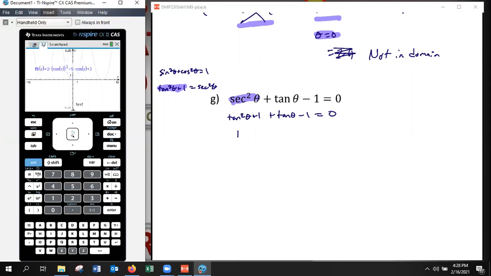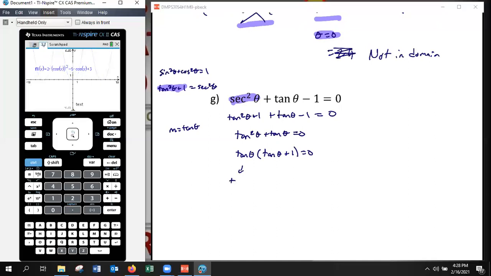And do a little bit of algebra. Tangent squared theta plus tangent of theta is going to equal 0. Now, if you need to do a substitution, a lot of times I like to put m equals tangent theta if you really want to, but this one probably doesn't need it. If we factor out a tangent of theta, we have tangent of theta times tangent of theta plus 1 equals 0.